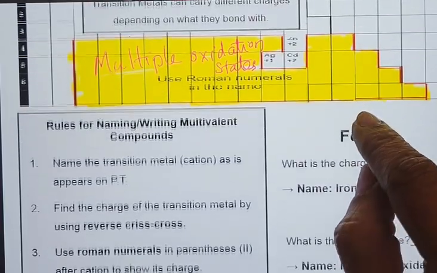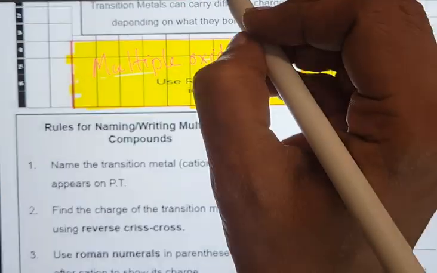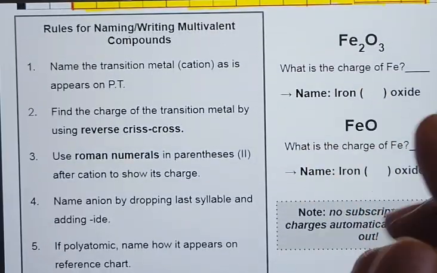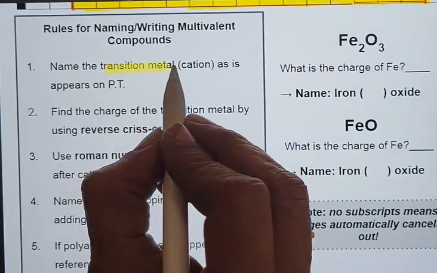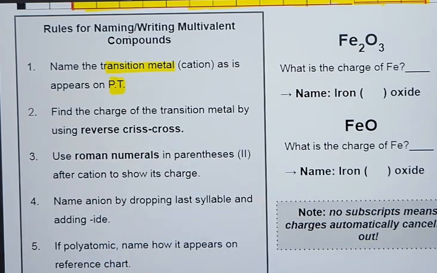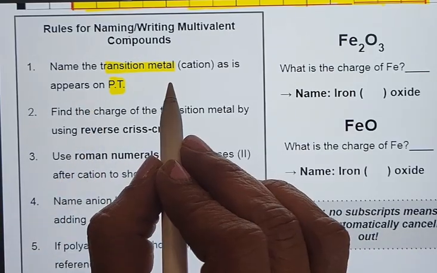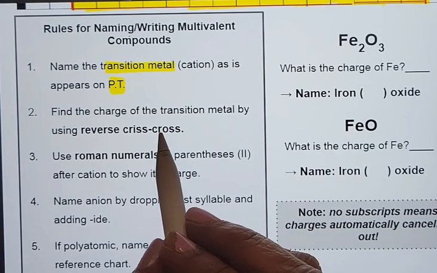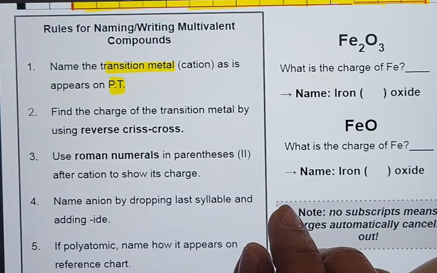Yes. Okay, so I'm going to show you the rules. Most of the rules are the same except the Roman numerals. First, we will name the transition metal. That is a cation, which is exactly the same name you are seeing on the periodic table. Transition metals' names are exactly the same. If it is vanadium, write vanadium. If it is iron, write iron. If it is copper, write copper. Now we have to find the charges.